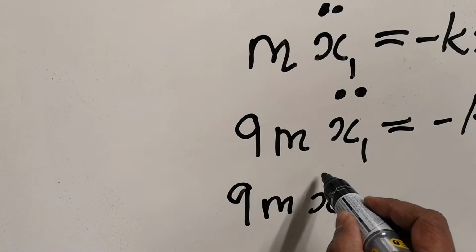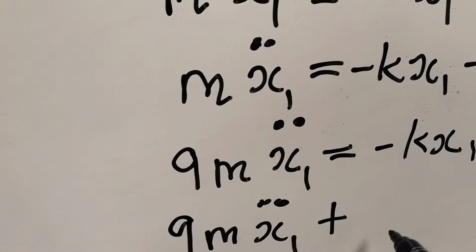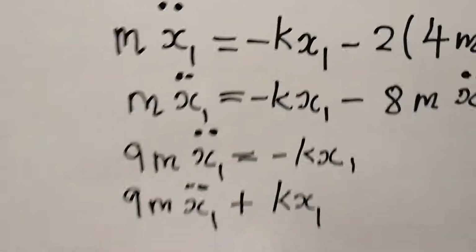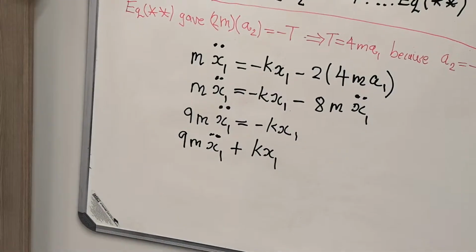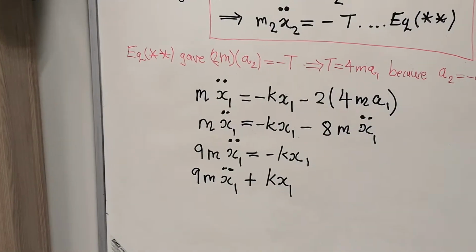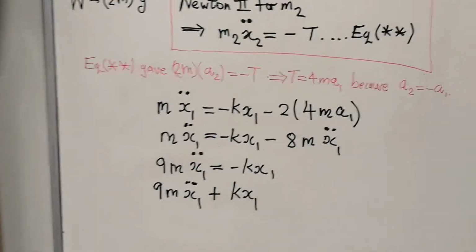9m x1 double dot plus k x1 is equal to 0.